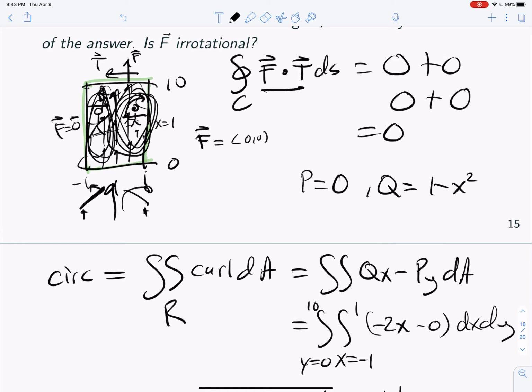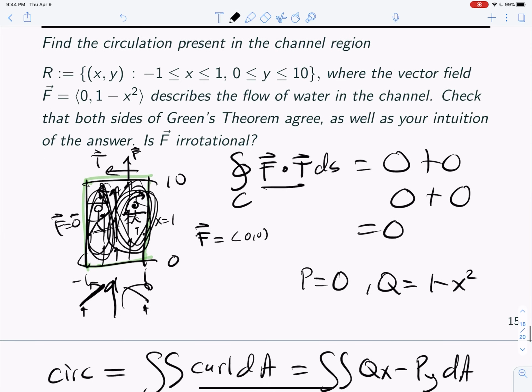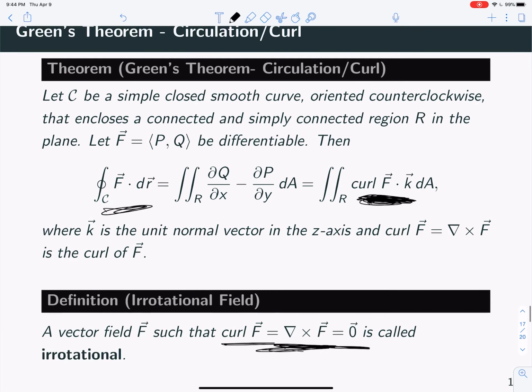So you can see the calculus is actually communicating what's going on. So the vector field is not irrotational. It's not that it's irrotational. It's just that the rotation is balanced across the left and the right side. So that's kind of a cool problem as well.